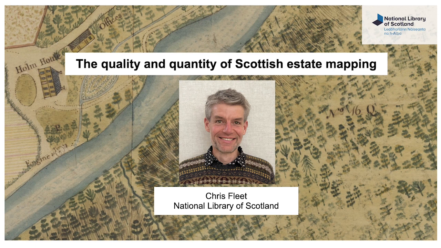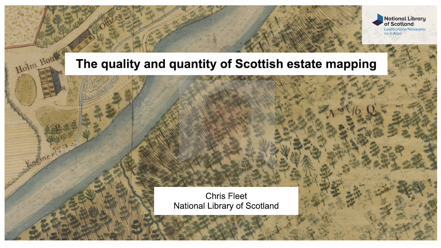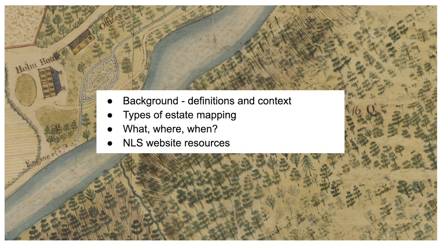And I'd like to briefly cover four topics today. The four topics are briefly to run through some definitions of maps and of woodland, to look briefly at certain types of estate mapping and their different values from the perspective of woodland. Some questions, what, where, and when, and then briefly finish up with the National Library of Scotland map website resources.